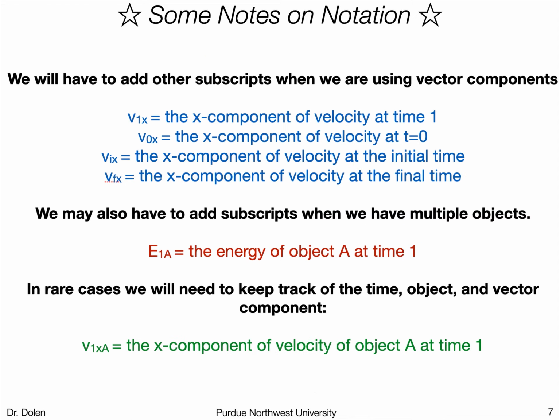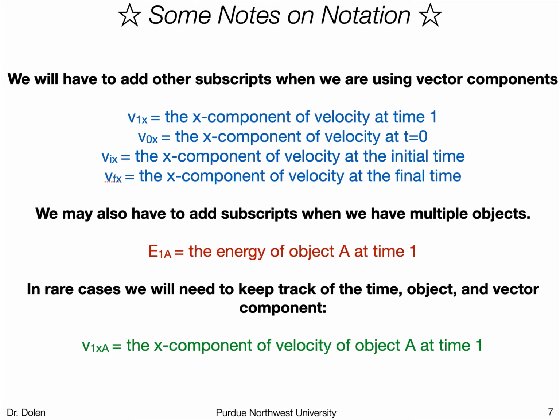Okay. So continuing on our discussion, at times we're going to add even more subscripts to our symbols, right? So if I do v sub 1x, that would mean the x component of my velocity at time 1. Here I need to specify both the x component and the time. Or I could do v sub 0 sub x, that would be the x component of my velocity at time 0. Or I could do v sub I sub x. That would be the x component of my velocity at the initial time. So you can see how we're going to have to use many subscripts to specify unique properties of a given variable.